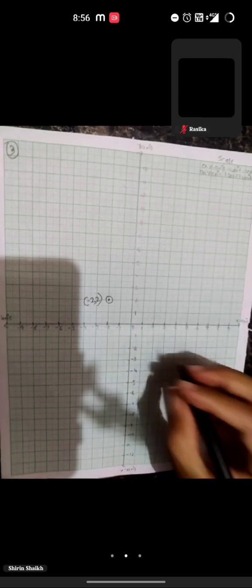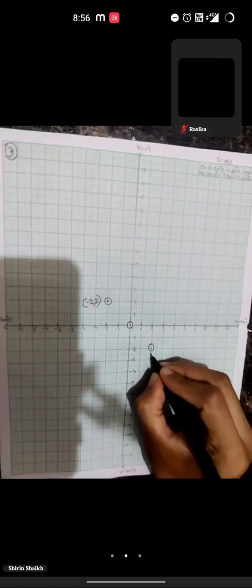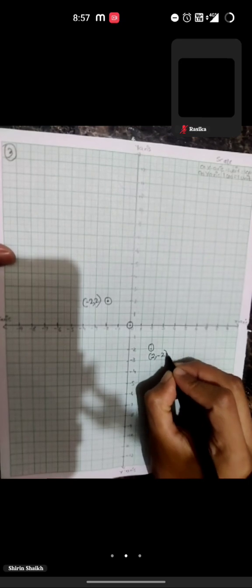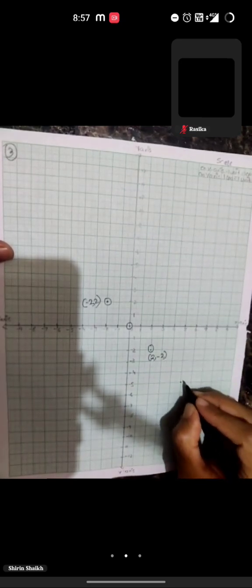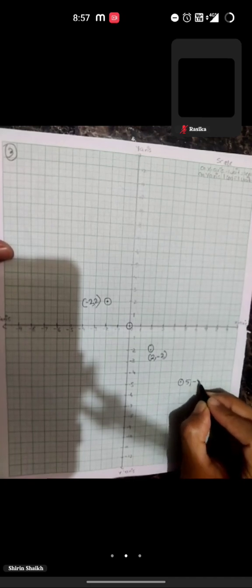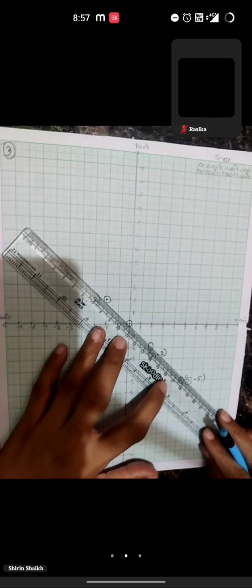Yeah, sorry for the interruption. Next is 0 and 0. So 0 and 0 यहाँ होगा. Next is 2 and minus 2. 2 and minus 2. And last is 5 and minus 5. So take a pencil and a scale and draw the line passing through all these points.